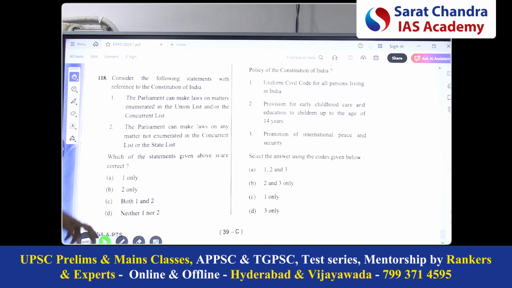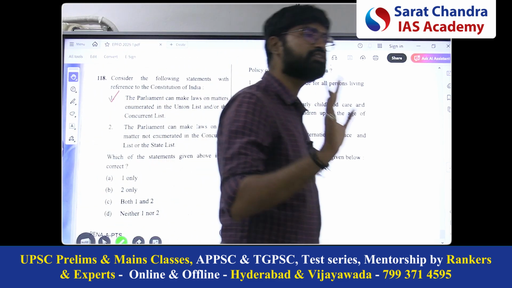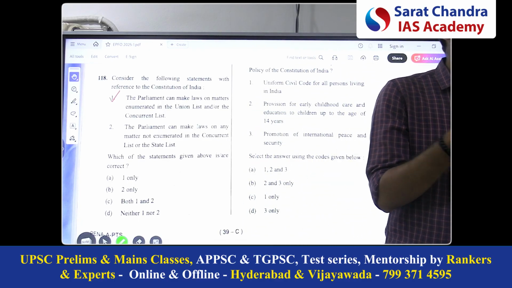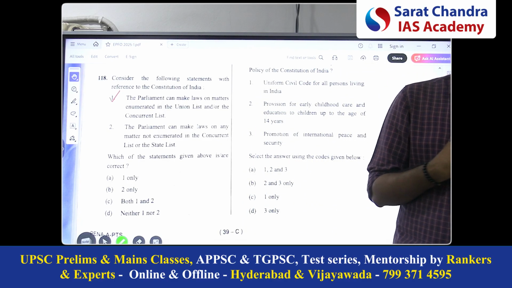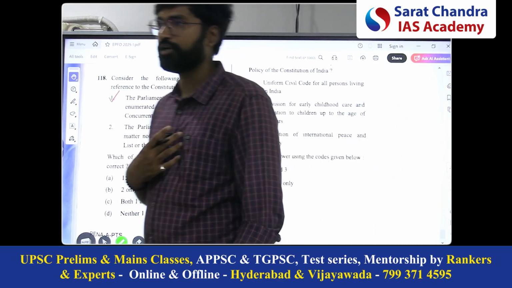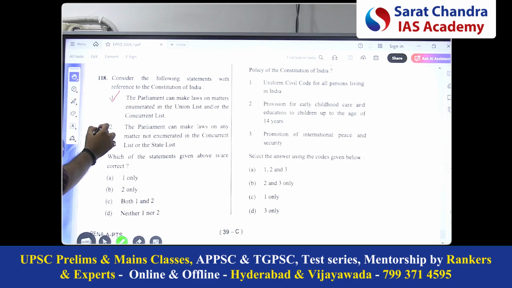Now, with reference to the Constitution of India, the Parliament can make laws on matters enumerated in the Union list and the concurrent list. Yes, it can make laws on both. Then the Parliament can make laws on any matter not enumerated in the concurrent list or state list. That is called residuary powers of the Union, residuary powers of the Parliament. Whatever is not in the State list, the Concurrent list, or the Union list, something beyond those lists, Parliament has the power to make laws on it. That is called residuary powers under Article 248 of the Constitution of India. Okay? That's why both are correct.